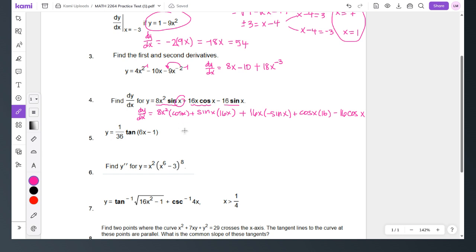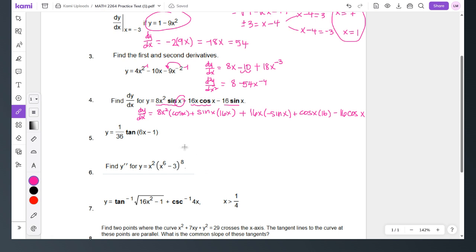All right, chain rule on number 5 though. Oh, I didn't do the second derivative on number 3, sorry. d squared y over dx squared equals 8. Derivative of negative 10 is 0. And then negative 54 x to the negative 4, sorry. All right.